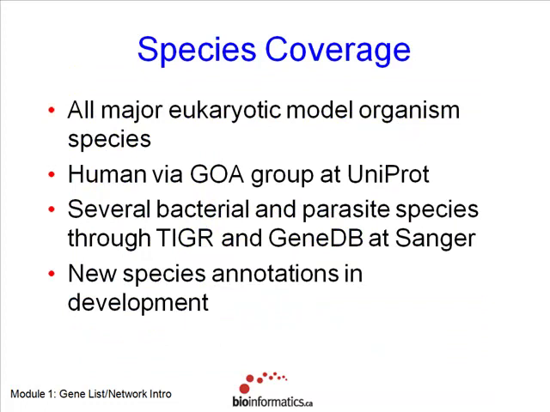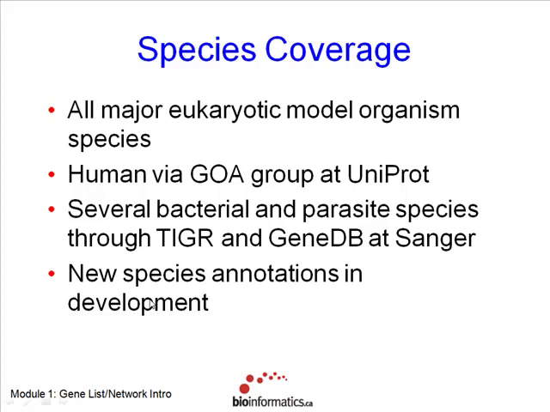The other major concern for people is species coverage. Gene Ontology itself, all the terms are species independent, but the annotations are specific for every organism. So you can download the human annotation, or a particular E. coli annotation, or mouse annotation. All major eukaryotic model organisms are covered reasonably well. Human is covered by a Gene Ontology annotation group, the main group, the UniProt database. There's a number of bacterial and parasite species, and new species are constantly being added.